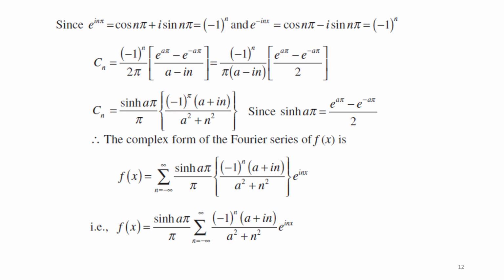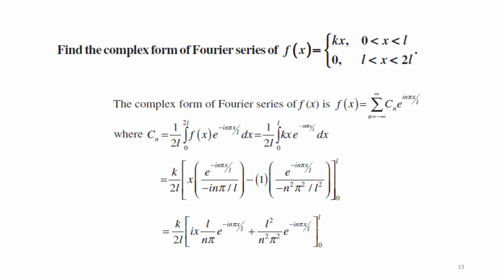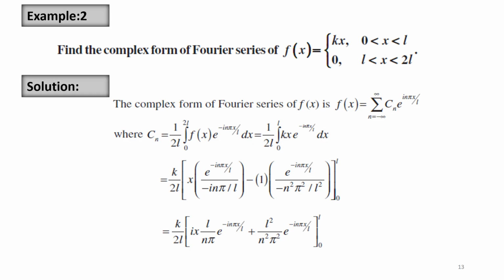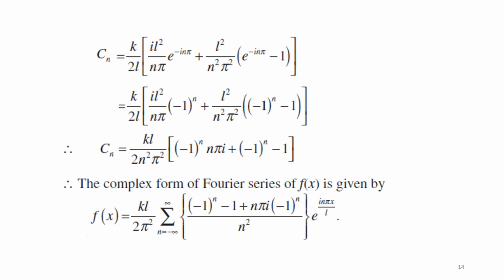So instead of this, I'll use sinh a pi divided by pi into minus 1 power n into a plus i n divided by a square plus n square. Okay, so this is the value of cn. Substitute instead of cn and solve it, you will get the f of x value. 1 by minus i can be written as i alone. So here I'll be getting k by 2l into ... e power minus i n pi x divided by l plus ... e power n pi x divided by l. Okay, next you have to solve and find the value of cn and substitute the value of cn in the complex form, and you will get the final answer.